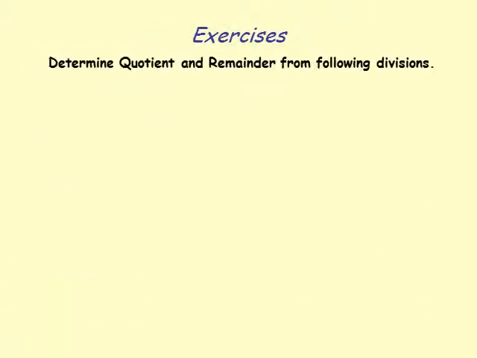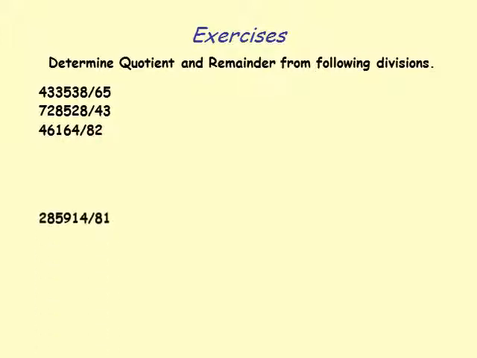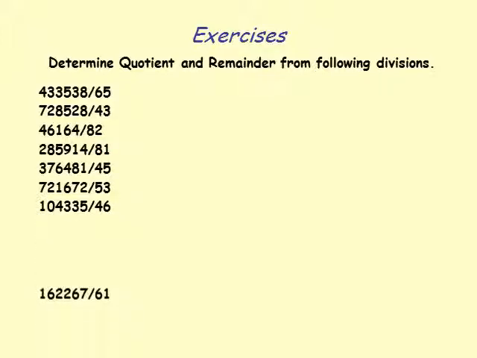Now determine the quotient and remainder from the following divisions. First is 433538 divided by 65. Next is 728528 divided by 43. Next is 46164 divided by 82. Next is 285914 divided by 81, and some more.